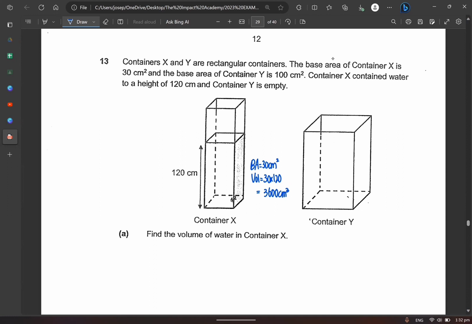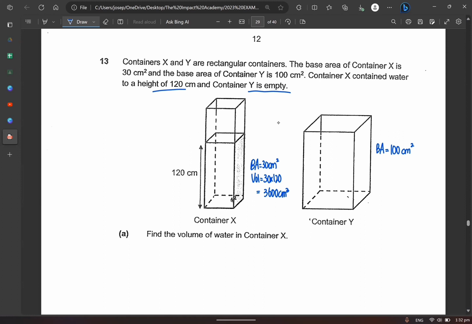Now for Y, it says that the base area is 100. So we want to write down that 100 is the base area. And we do not know the height, because, in fact, I would say we do not know the water level because container Y is empty. But for container X, it has a height of 120.